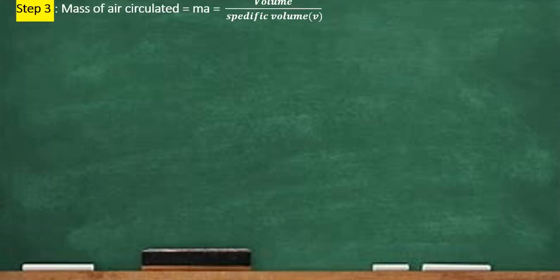So next we will use some equations and we will calculate all the values. Step number 3: mass of air circulated, MA, is equal to volume divided by specific volume. Volume is given in the numerical. Using the equation density is equal to mass by volume, I need to calculate mass, so volume will go this side. So volume divided by specific volume. This is how the equation came.